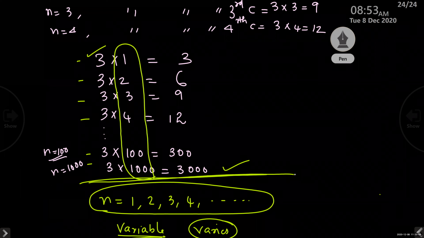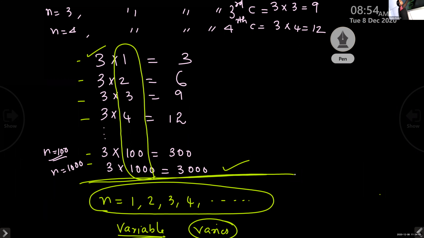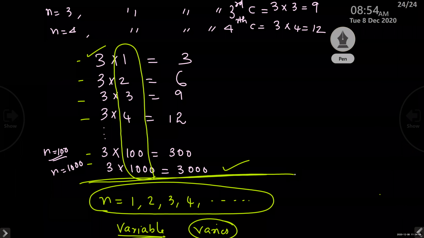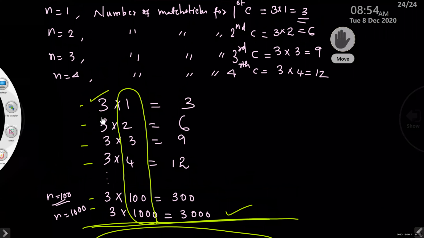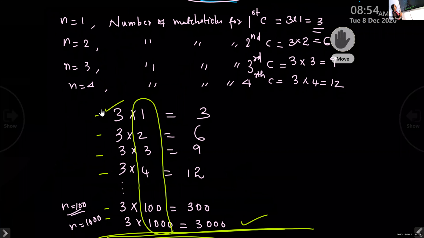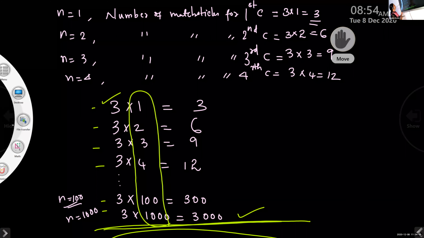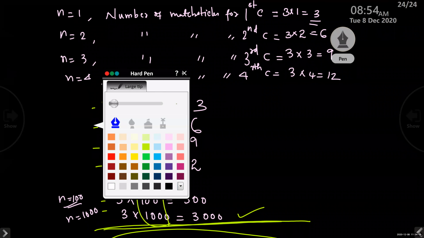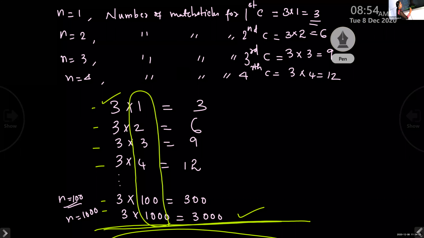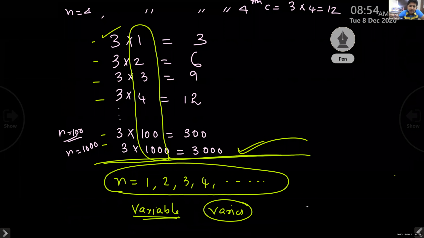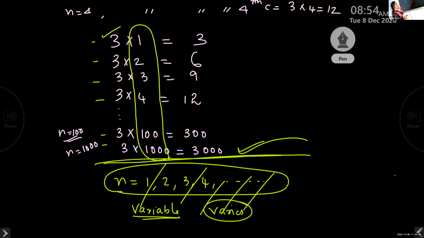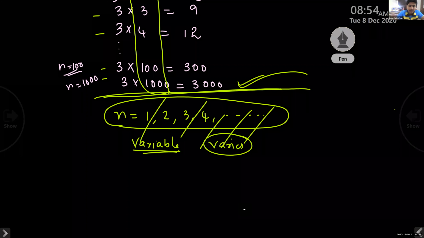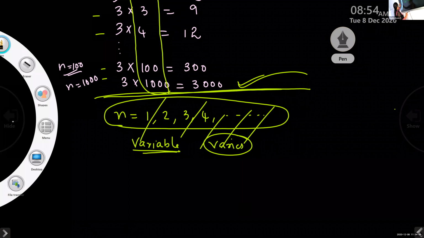Will you scroll the board? Downwards. Up to this you write. Only that much needed. Wait, okay. Up to n equal to 1, 2, 3, 4, you don't write. After that, I'll tell the notes how to write. Okay? You wrote? Yes, ma'am.